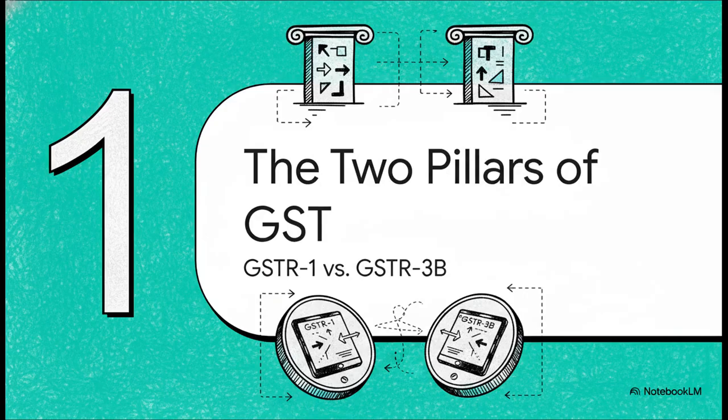So how do you avoid it? Well, it all comes down to understanding the two main pillars of your GST compliance, GSTR-1 and GSTR-3B. I want you to think of them as two sides of the same coin. They absolutely have to tell the exact same story. Let's break down what each one actually does.